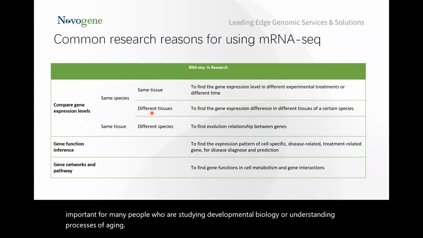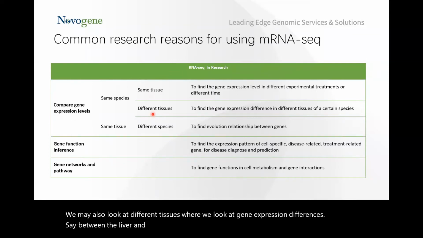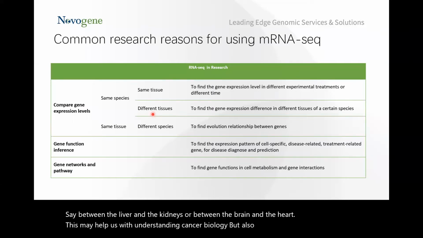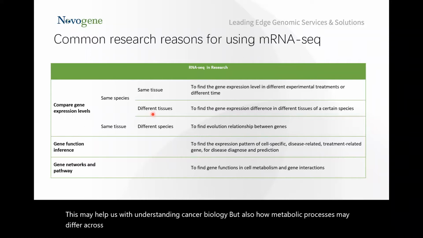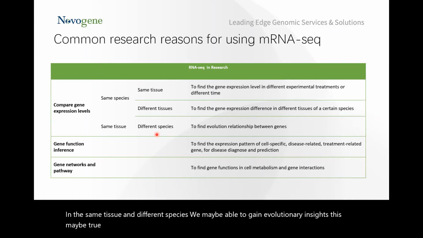We may also look at different tissues where we look at gene expression differences, say between the liver and the kidneys, or between the brain and the heart. This may help us with understanding cancer biology, but also how metabolic processes may differ across an animal or a plant. In the same tissue and different species, we may be able to gain evolutionary insights. This may be true for understanding the history of breeding in an agricultural project, in a particular animal or plant, or it could be about general evolutionary biology.